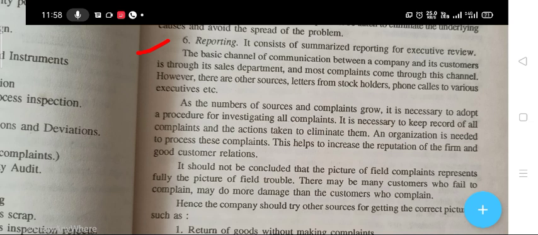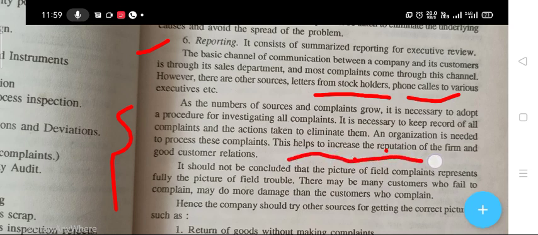Further, the basic channel of communication between a company and its customer is through its sales department, and most complaints come through this channel. However, there are other sources: letters from stockholders, phone calls to various executives, etc. As the number of sources and complaints grow, it is necessary to adopt a procedure for investigating all complaints. It is necessary to keep a record of all the complaints and actions taken to eliminate them. An organization is needed to process these complaints. This helps to increase the reputation of the firm and good customer relationship.